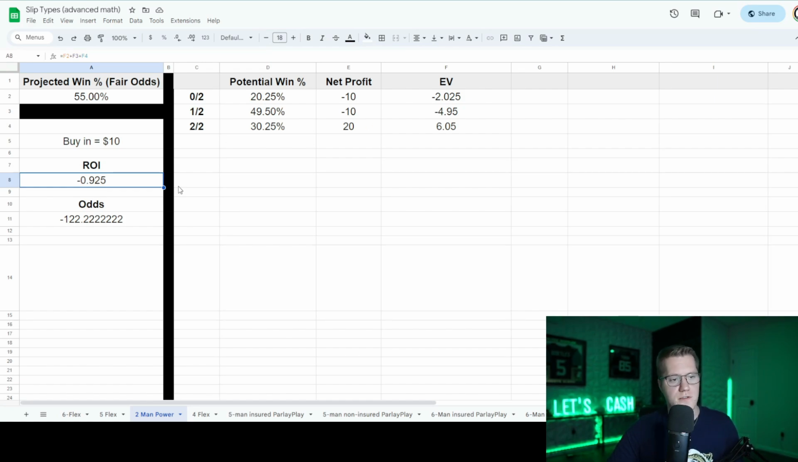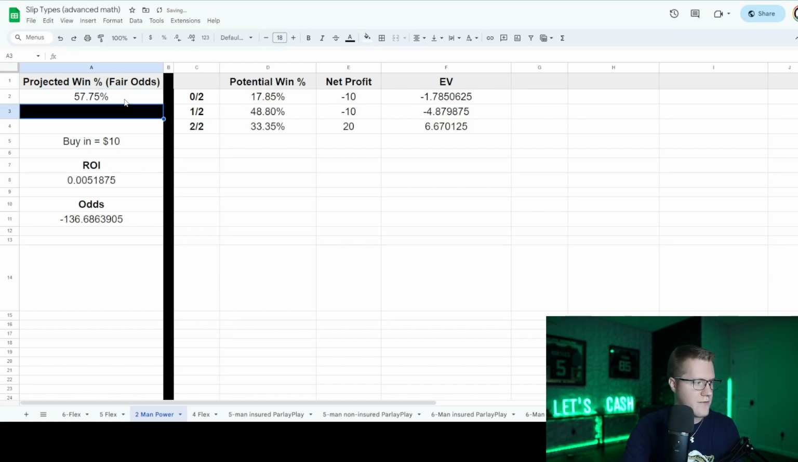So round that up to $1. Every single time you put $10 down on a power play for a two-man power and you're only hitting 55% of the time, you're losing $1 every single time. But let's hypothetically say I hype this all the way up to 57.75%. I'm now breaking even, meaning that you have to hit each one of your legs over 57.75% of the time to break even in the long term for two-man powers.